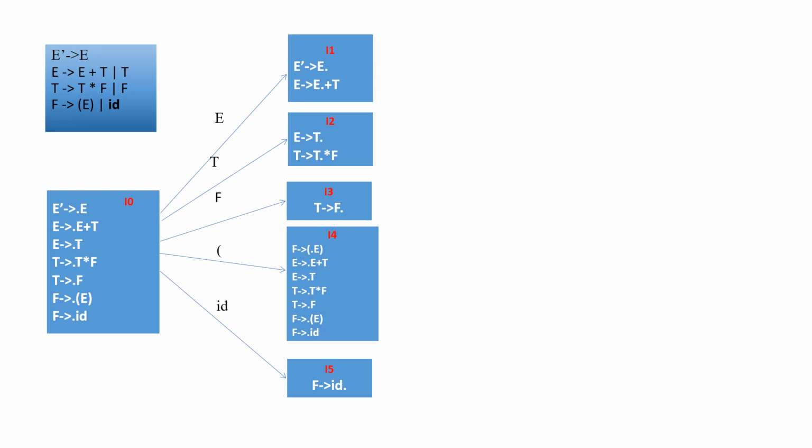Now let us consider I1. In I1 we have E dash derives E dot, that is the final item. But we have one more production, that is E derives E dot on seeing plus. Okay, what is the remaining thing? Dot T. But T is preceded by dot. T is a non-terminal. Therefore, find out the closure of T. Okay. F is a non-terminal. Find out the closure of F.